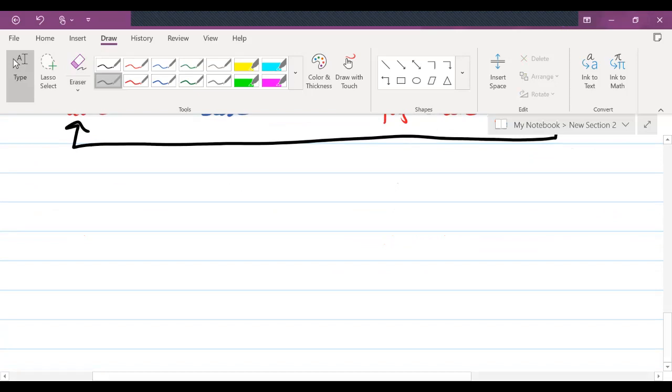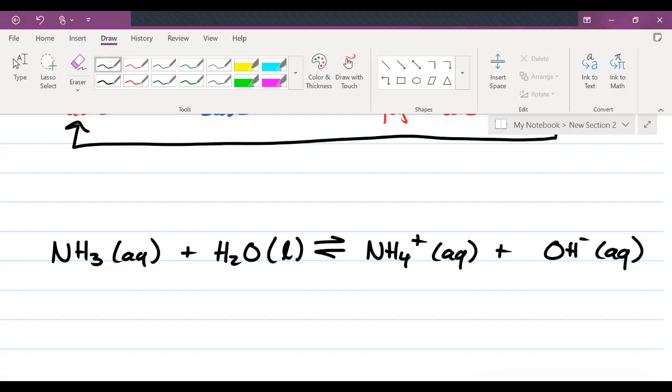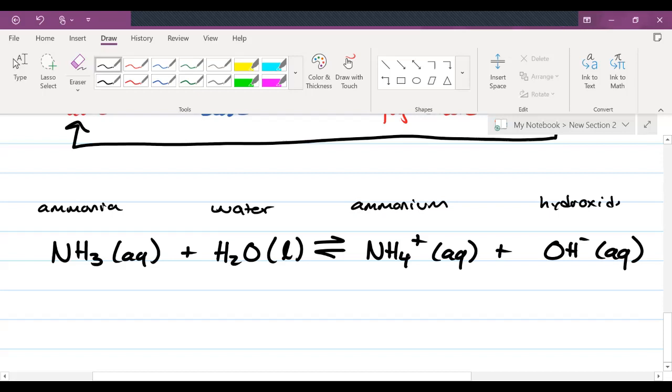Let's do another example. Hopefully this is sinking in a little. Okay, this is called ammonia. This is water. This is ammonium. And this is hydroxide. Who have I not heard from yet? Kayla. What did NH3 become on the product side? Did it become NH4 or OH?